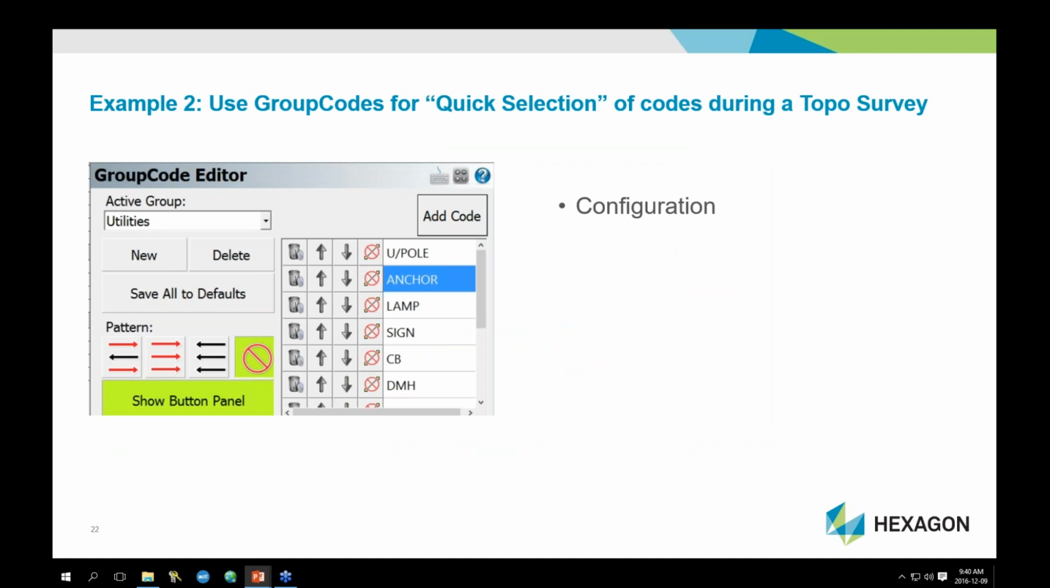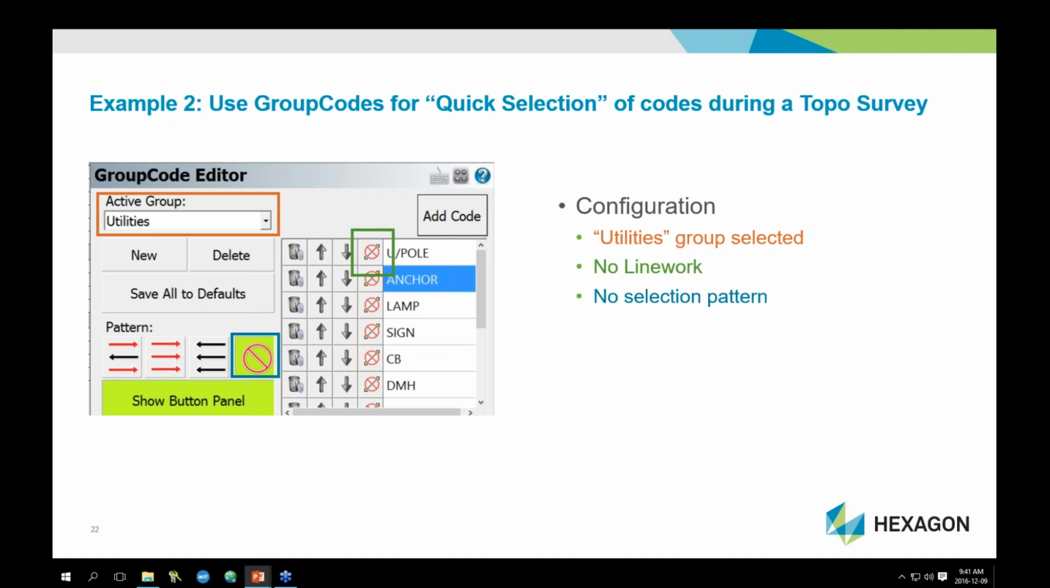Let me go through a different example. So here's where I can use group code just for quick selection of codes while doing a simple topo survey. So I've got it configured. I'm using the utilities example code. You can see that all of the descriptions are no longer linked with line work. And so when I store a utility pole point, it's not going to start drawing a line.